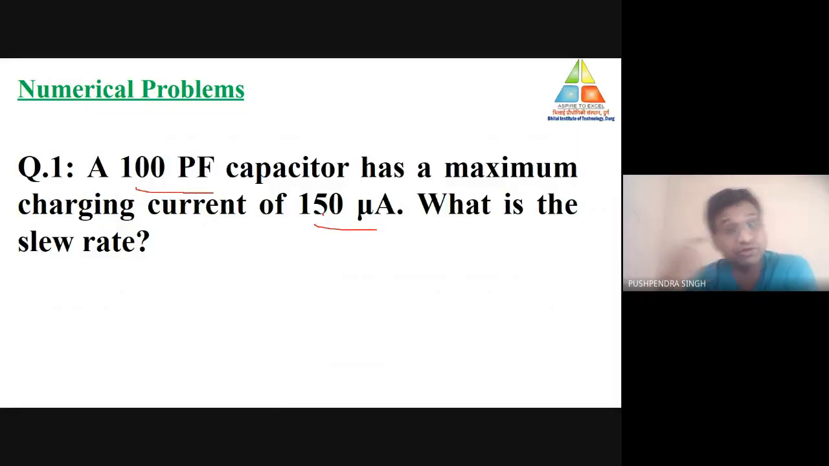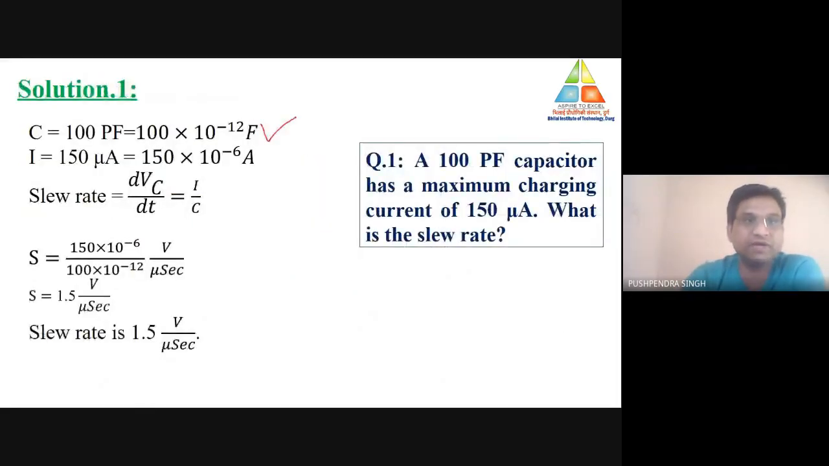As I told you earlier, if the value of capacitance and current is given, then use the equation of slew rate as S is equal to I max divided by C. With the help of this, you can easily calculate the value of slew rate. So this is the solution. Here the value of capacitance is given as 100 picofarad, so 100 into 10 to the power minus 12. The value of current is given as 150 microampere, 150 into 10 to the power minus 6 ampere.